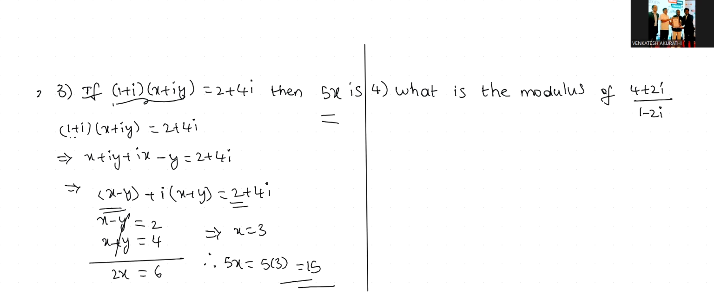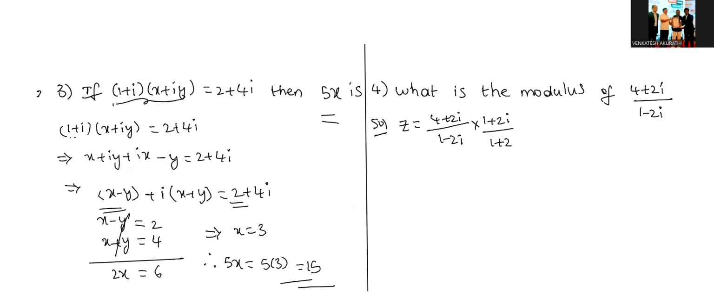And finally, the fourth problem. What is the modulus of (4 plus 2i) by (1 minus 2i)? So, the complex number z is equal to (4 plus 2i) by (1 minus 2i). Here, the denominator is also a complex number, so we can rationalize with the opposite sign, 1 plus 2i by 1 plus 2i.